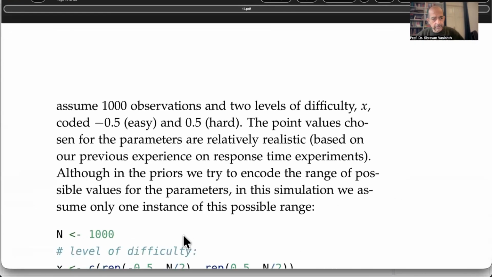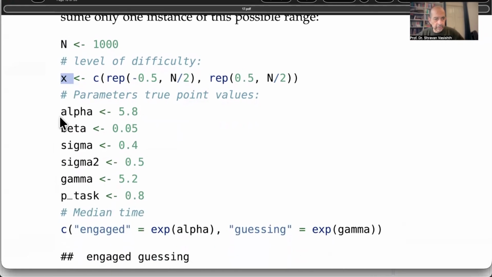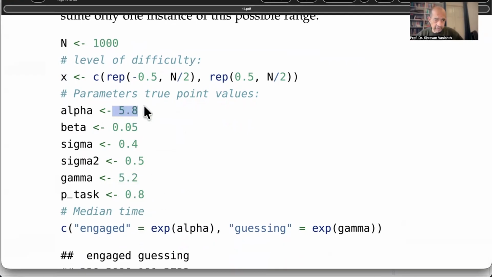So we set up some simulations here. What we're going to do is generate 1000 data points. The predictor is plus minus 0.5 coded, okay? And then you have the alpha, beta, sigma, sigma 2, gamma, and p task parameters with point values defined for them just arbitrarily. Notice that gamma has 5.2 and alpha has 5.8.